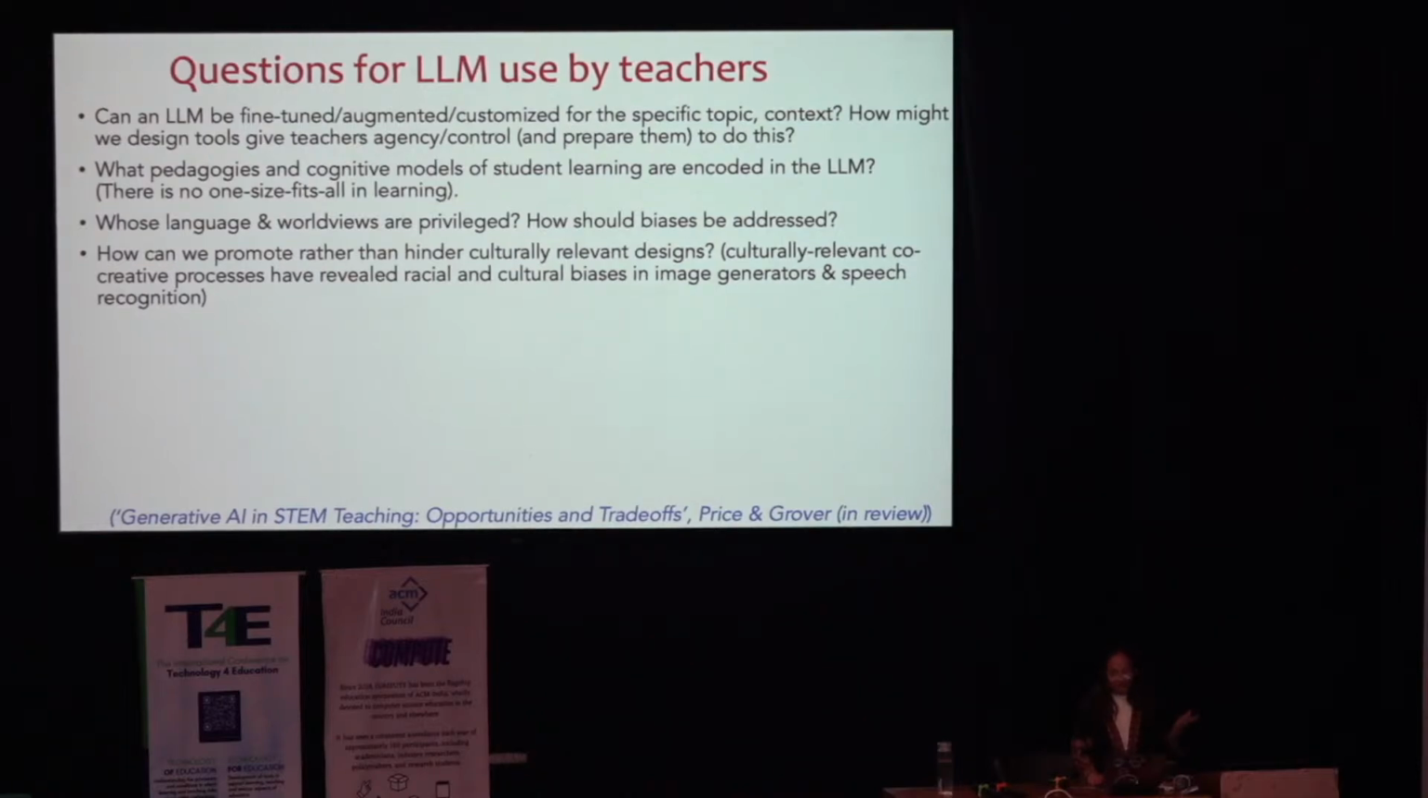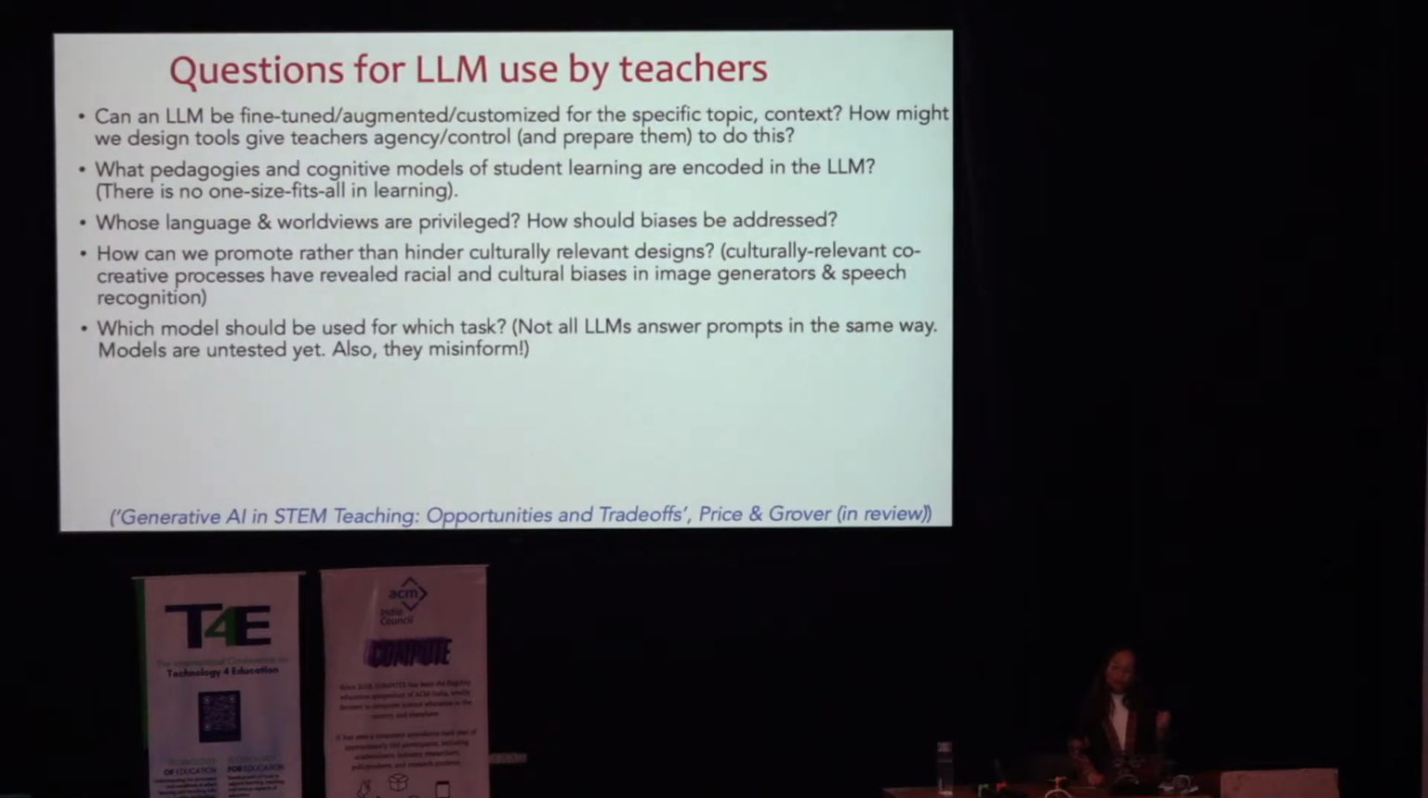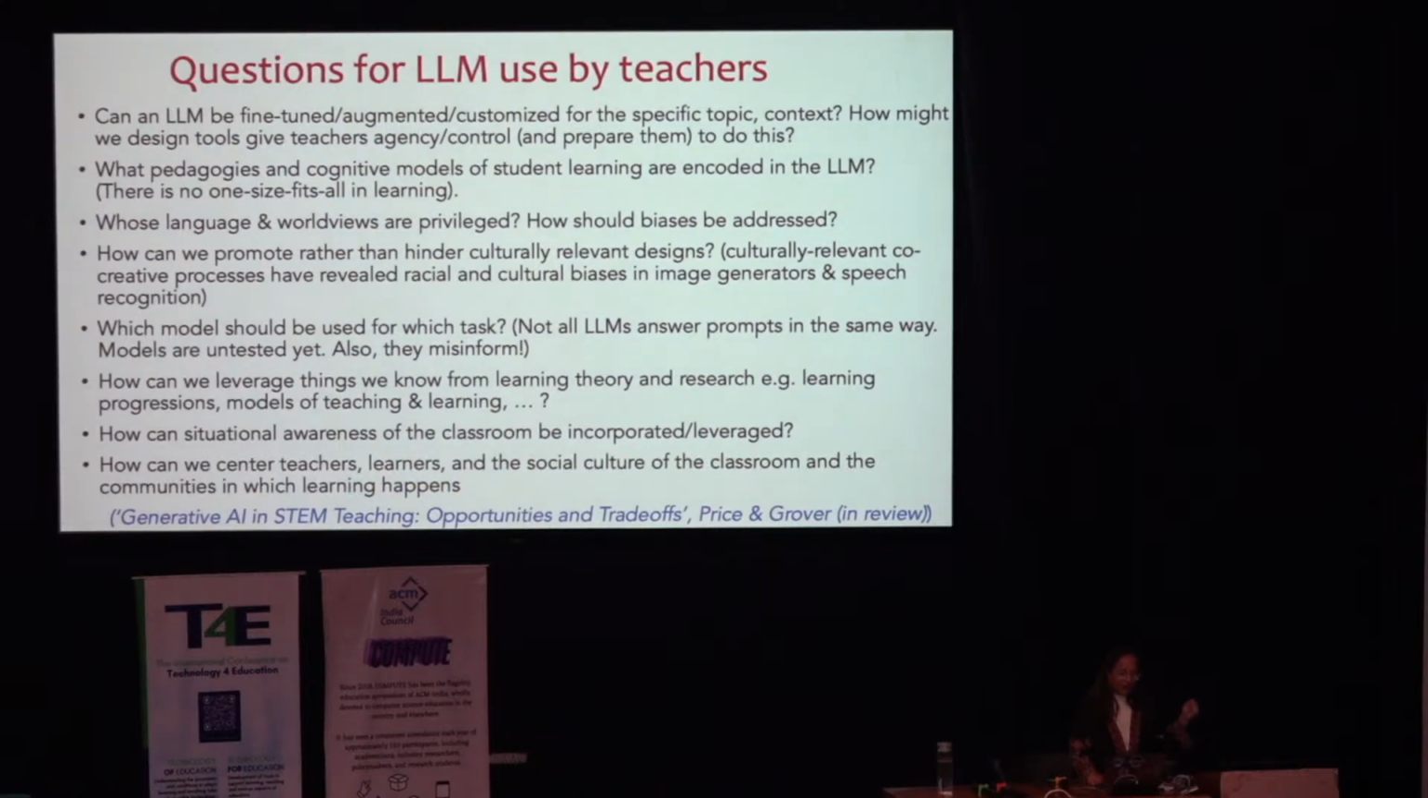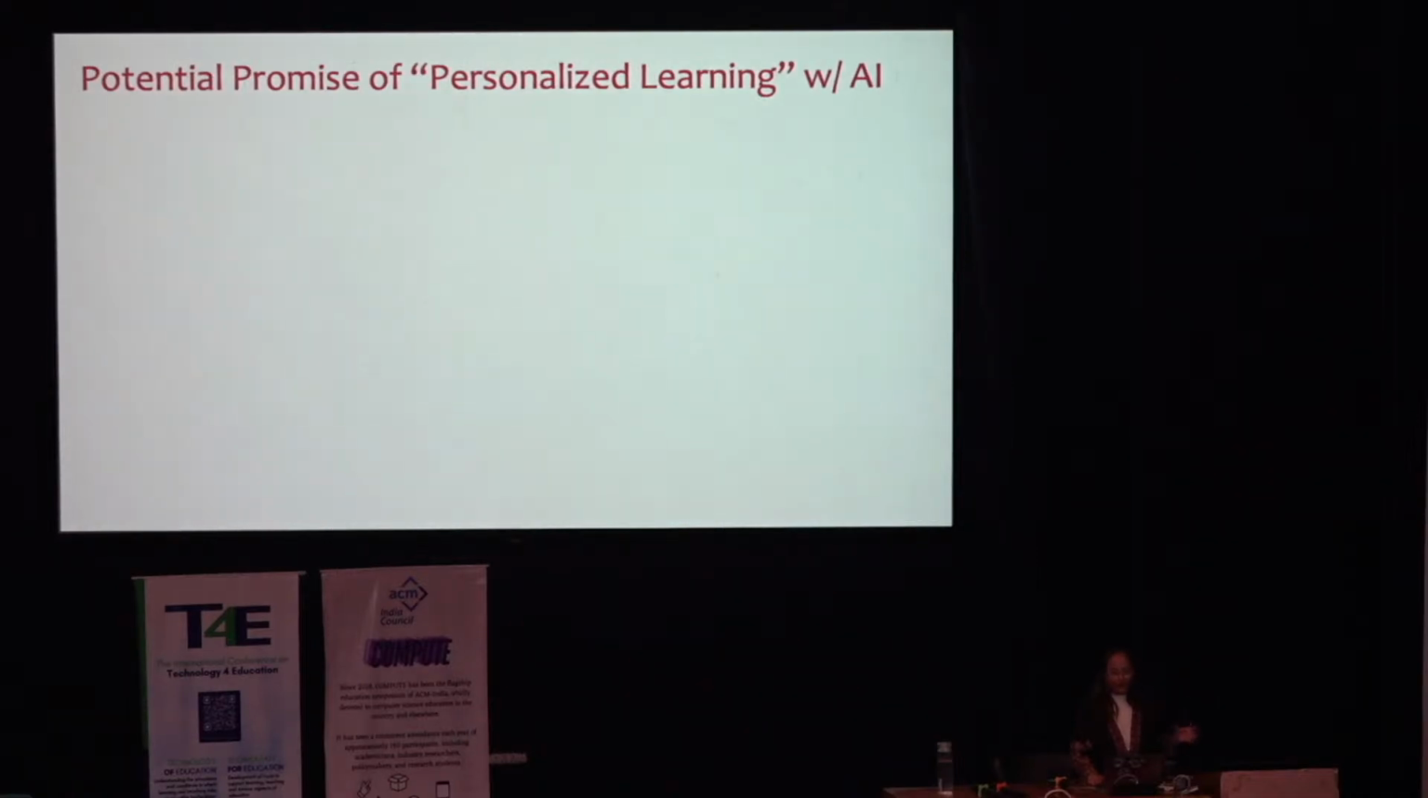And we've seen that there are several biases in image and speech AI tools. Which model should be used for which task? LLMs have not been tested yet, and we know that not all LLMs work the same way. And they misinform. How can we leverage things that we know from learning theory and research, for example, learning progressions and such? How can situational awareness of the classroom be incorporated? How can we center teachers and learners and the social culture of the classroom and the communities in which learning happens?